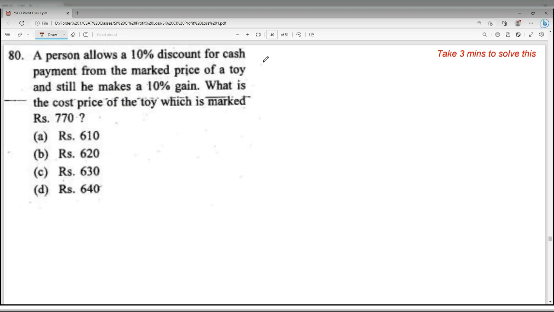So they are saying a person allows a 10% discount for a cash payment from the marked price of a toy and still makes a 10% gain. What is the cost price of the toy, which is marked 770? So the marked price is 770. They are asking what is the cost price, the CP of the toy.